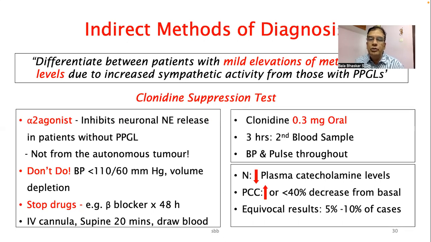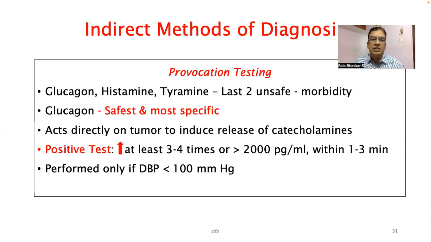In a normal patient, there will be a fall in plasma catecholamines because of the alpha-2 effects. In patients with pheochromocytoma, there will be an increase, or there will be not more than a 40% decrease from the basal. Equivocal results are also seen in 5 to 10% of the patients.